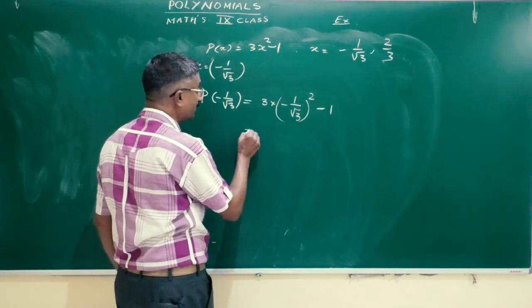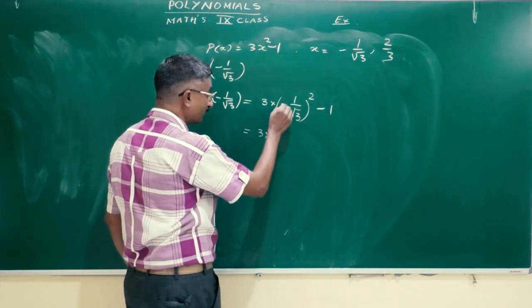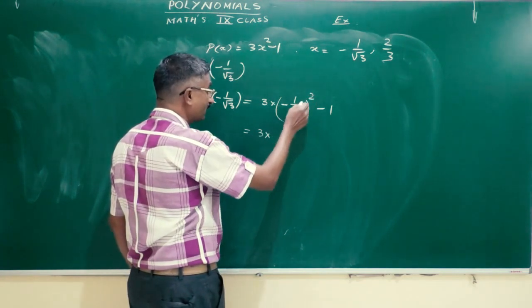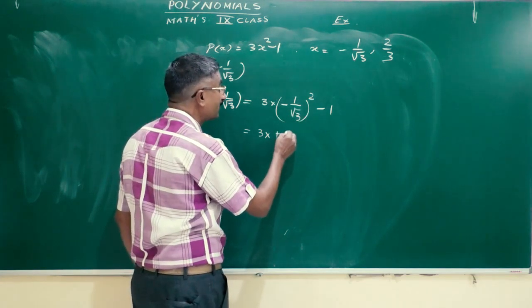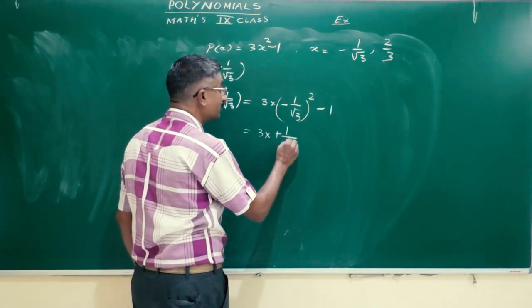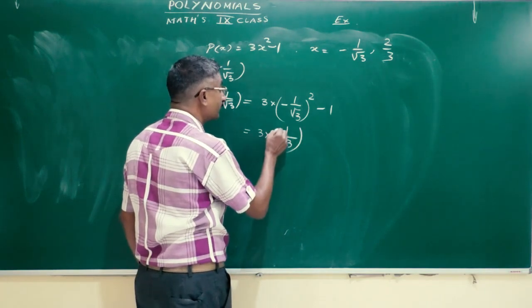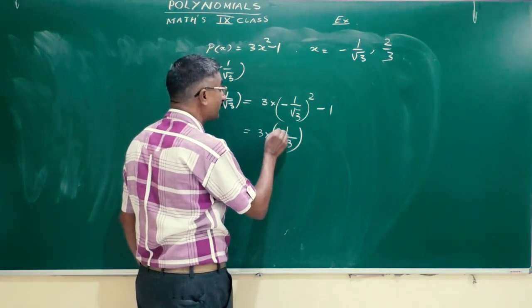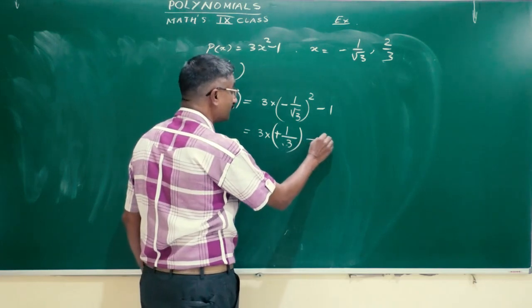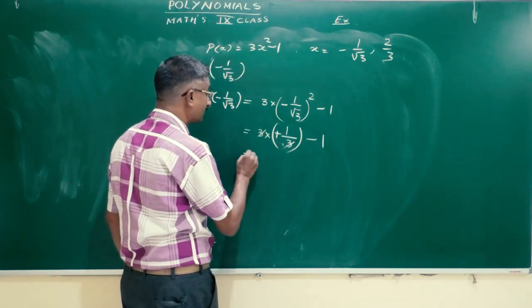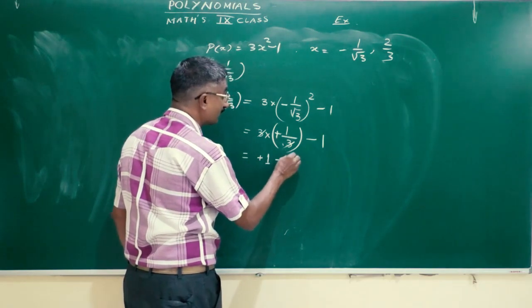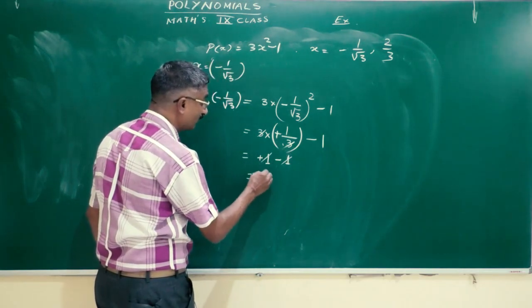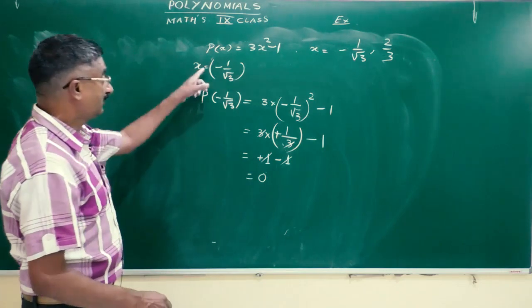So this is equal to 3 into square of minus 1, which is plus 1. So this sign will be plus. Square of under root 3 is 3. So this is equal to 3, this is the positive sign, minus 1. So 3 cancels. This is plus 1 and this is minus 1. This will be cancelled, is equal to 0. So this is the first part.